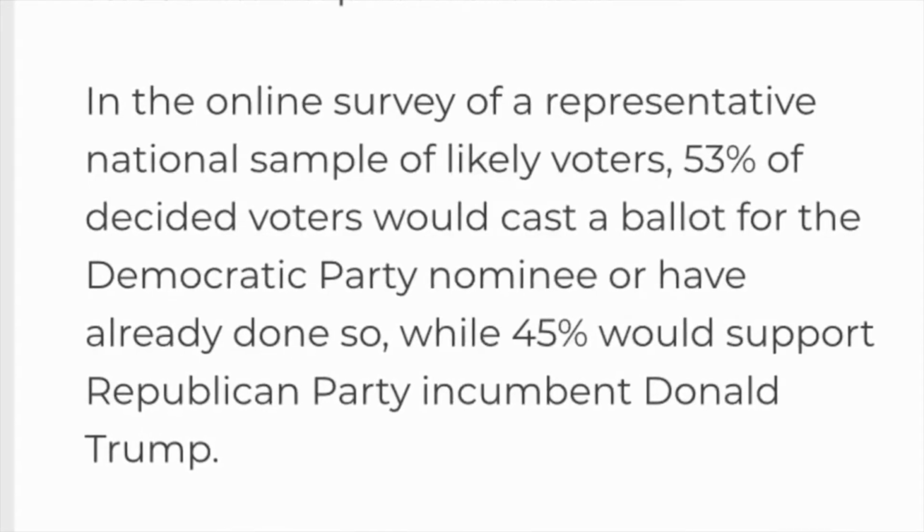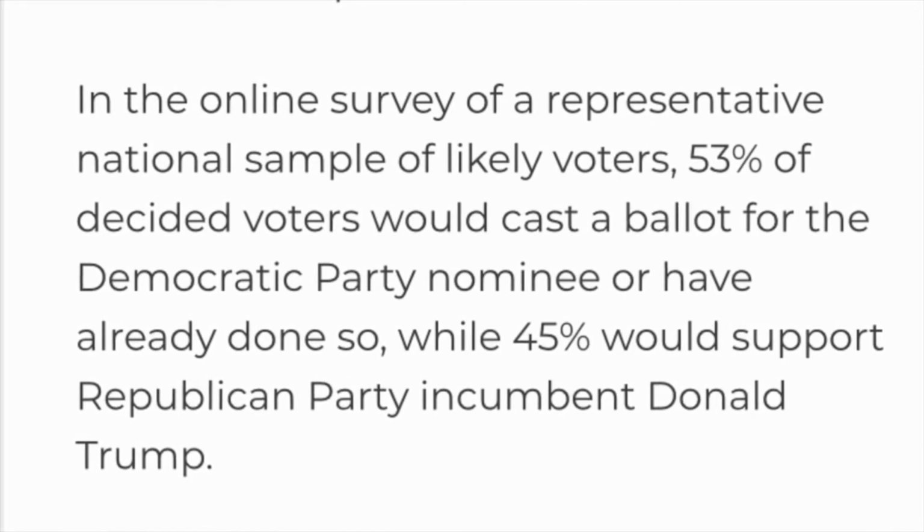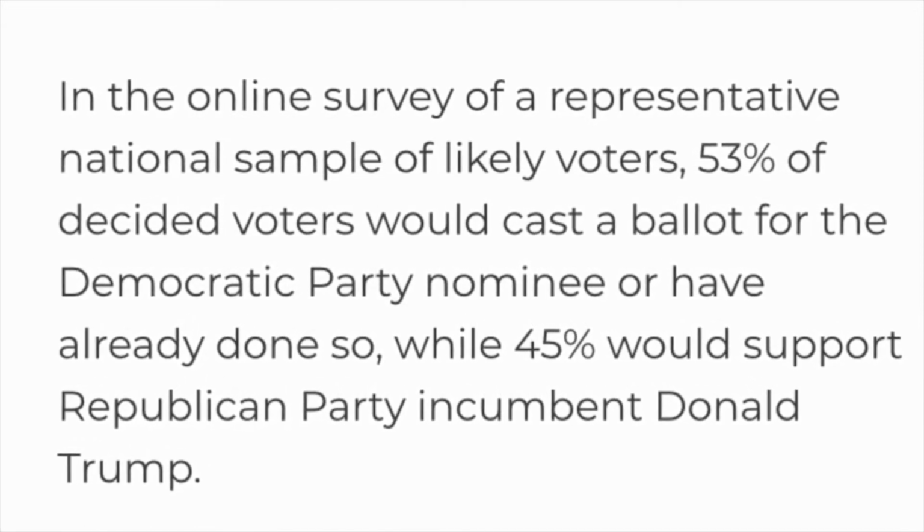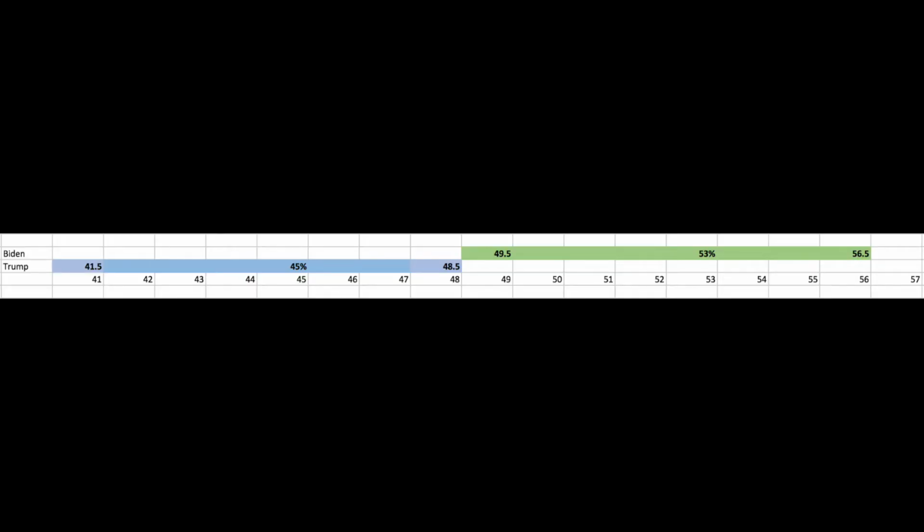For example, when we take a look at this national poll, we can see that 53% of decided voters would cast a vote for Biden, while 45% would cast a vote for Trump. The poll states that the margin of error is 3.5%. So to calculate the margin of error range, we will take the 53 and add and subtract from it the 3.5 to get a range of 49.5% to 56.5%. Using the same calculations, the range for Trump would be 41.5% to 48.5%.